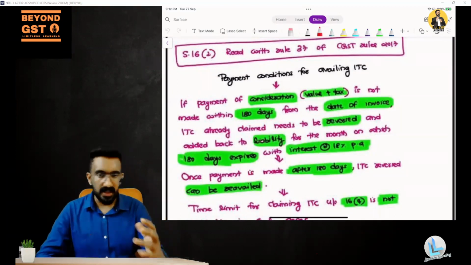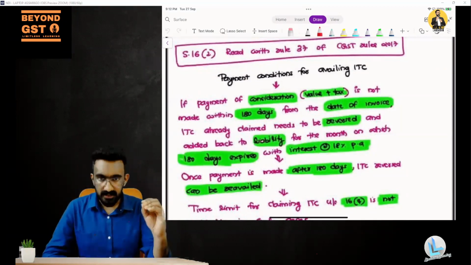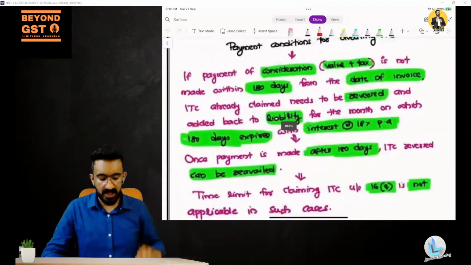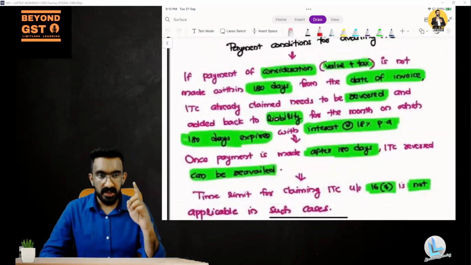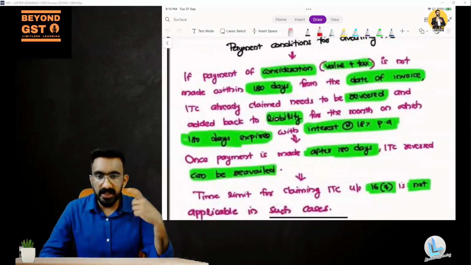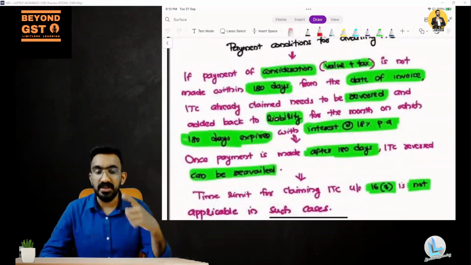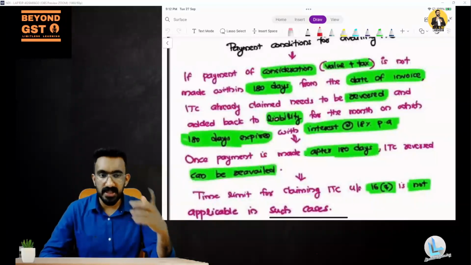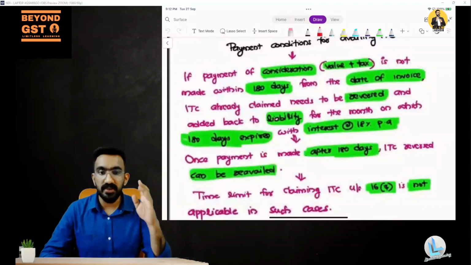But they're saying that if payment of consideration, that is value plus taxes, is not made within 180 days, I'm checking payment only after 180 days from the date of invoice. If you don't make the payment within 180 days, then whatever ITC you have already taken needs to be reversed. They're saying I'll give you a reasonable time to make the payment. If you don't, you have to reverse the ITC together with interest of 18% per annum. Are you understanding this?